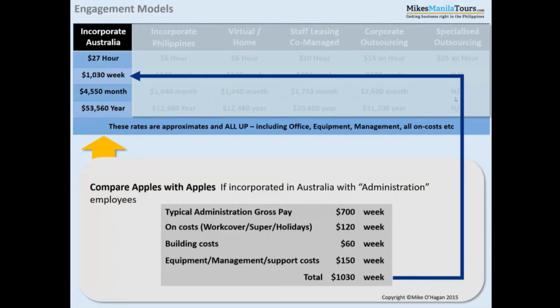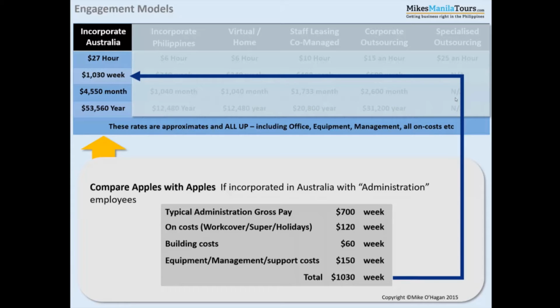So, we're going to talk today a lot about what they cost, not what they're paid. I know that I'm very guilty for saying that, $100 a week Filipinos. The reality is that that is what the gross pay of most Filipinos are paid, in the order of that. But that, of course, like in Australia or any other country, the gross pay is not what they cost at the end of the day.